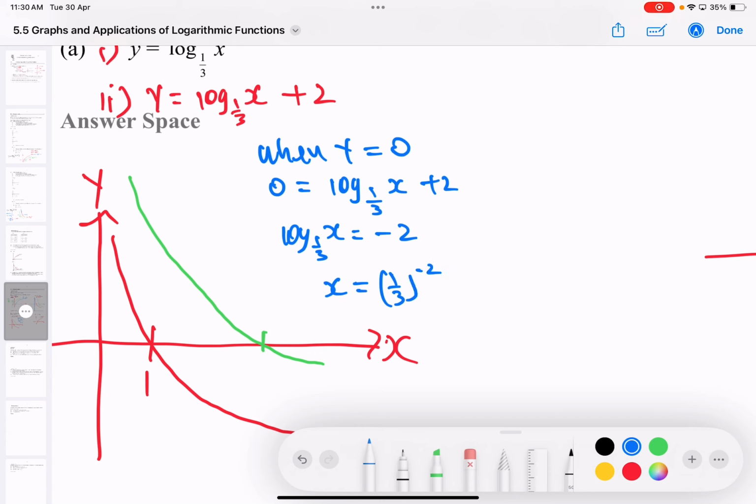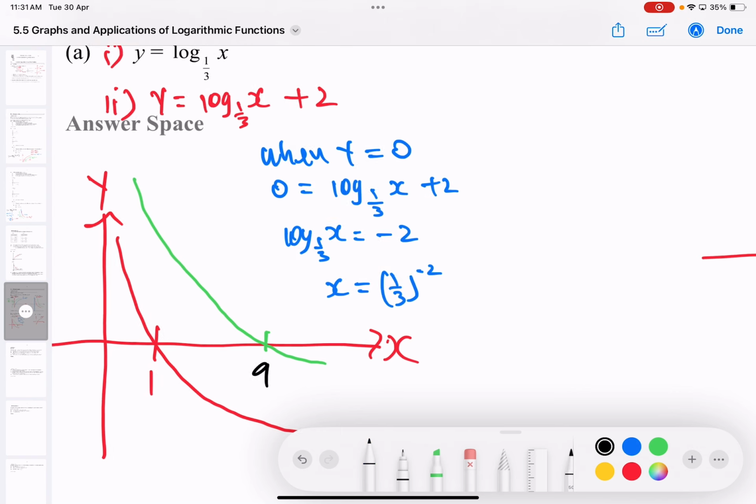Anyone confused about this one? From here, you must be able to change this to the exponential form. This is the base. This is the number of times we compound. And x is our result. So you enter this in your calculator. What is 1/3 raised to the power of negative 2? You realize that your answer is 9. So is there an x-intercept? Yes, there is. So this one is at 9.